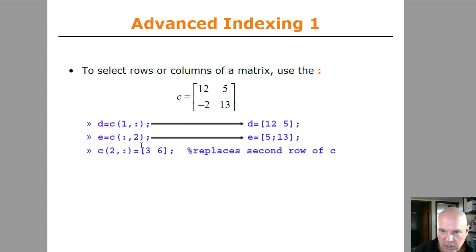I can actually replace here. I'm assigning to, this is on the left side, so I could replace the entire row here. The dimensions have to match. This has to be a row vector with the right number of elements. Okay.